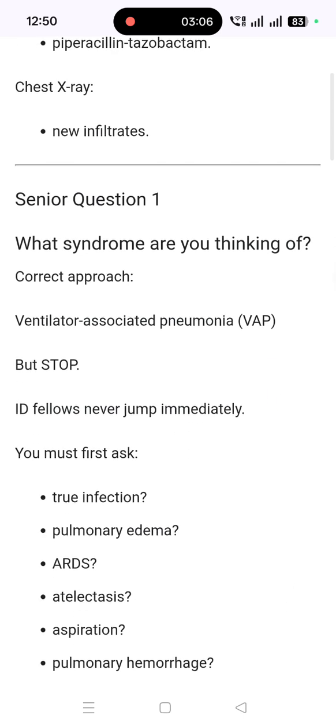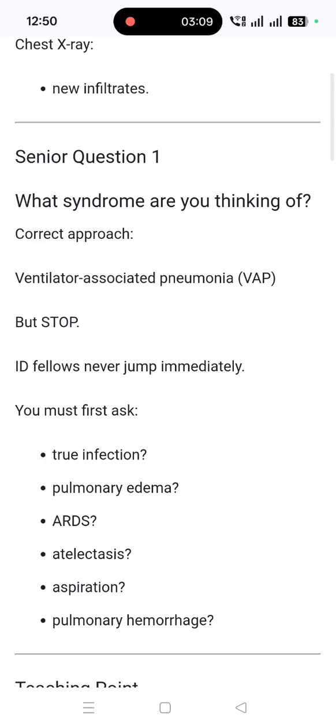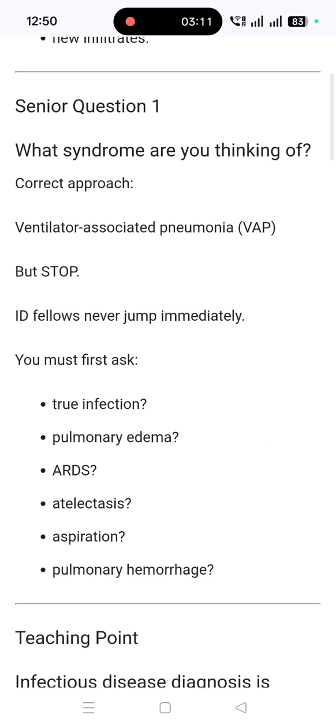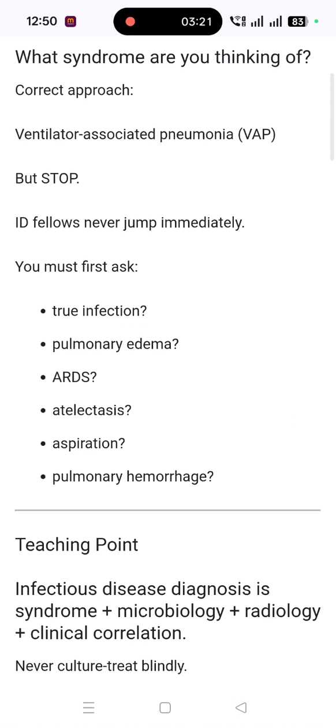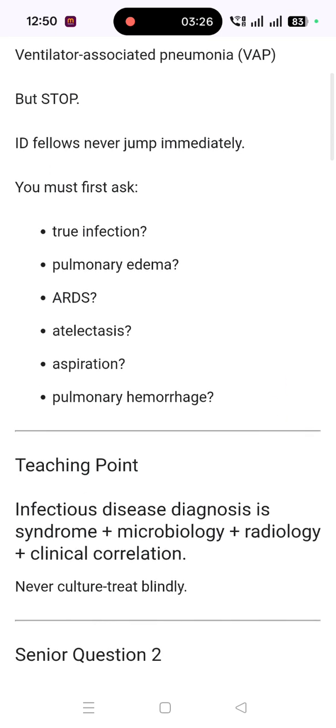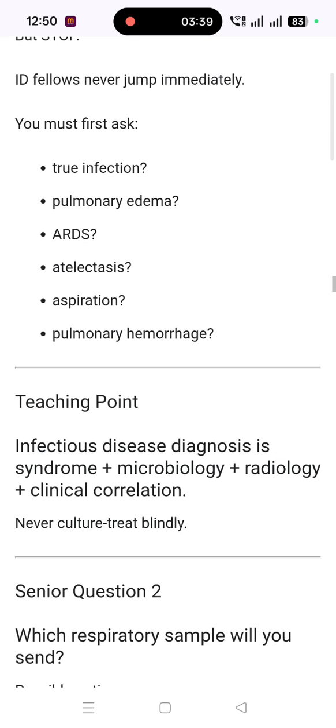Now your question may be, what syndrome are you thinking of? I have already told you that it is VAP, that is ventilator-associated pneumonia. But stop. ID fellows never jump immediately. You must first ask whether it is a true infection, whether pulmonary edema is there, ARDS is there, atelectasis is present or not, aspiration has happened or not, or pulmonary hemorrhage, if any.